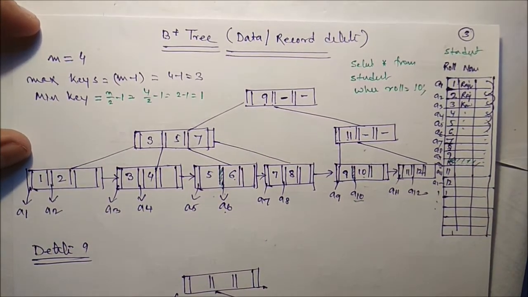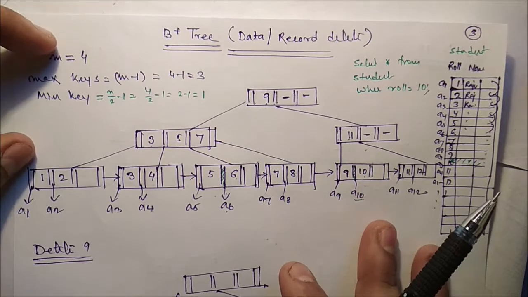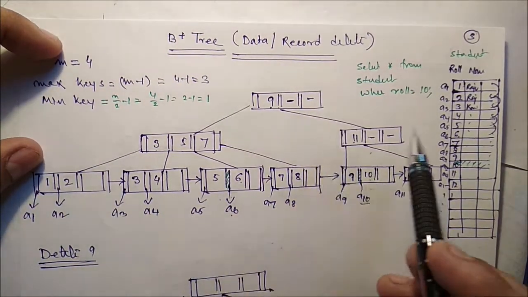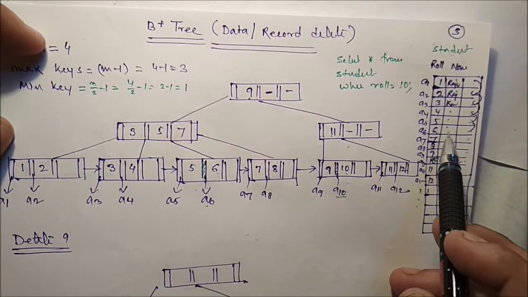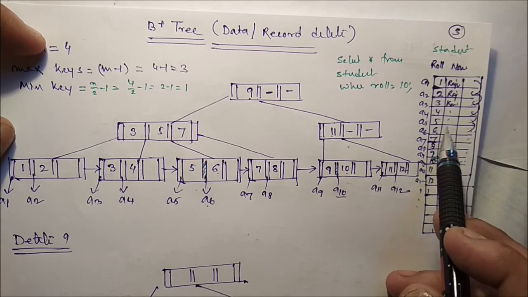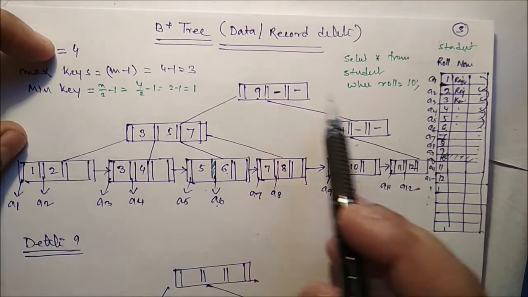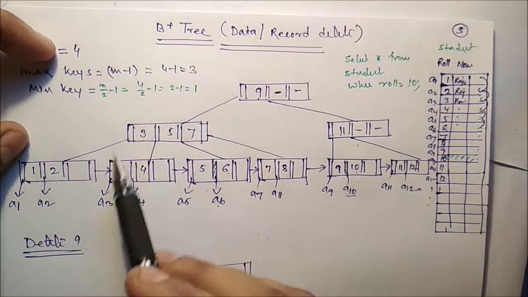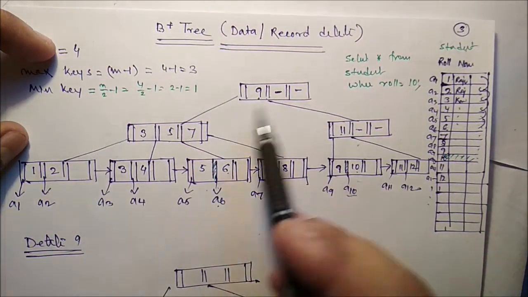Now in this video, our main objective is to delete a node. Suppose we want to delete a roll number, say roll number 6 needs to leave this particular college, so we have to remove this particular row. That means we have to update this particular index table also. We have to update this particular B plus tree. So the question is how to update.